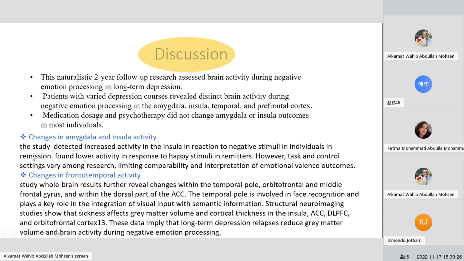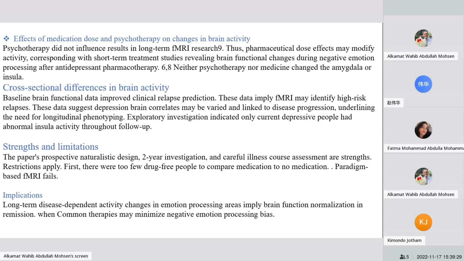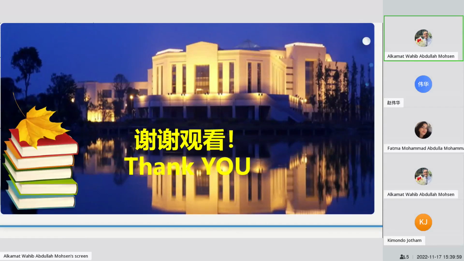So the last one is the effect of the medications and psychotherapy on the change in the brain activity. They change the brain activity. So the cross-sectional difference in brain activity, and the strengths and the limitations and the long-term memory. So thank you for listening.